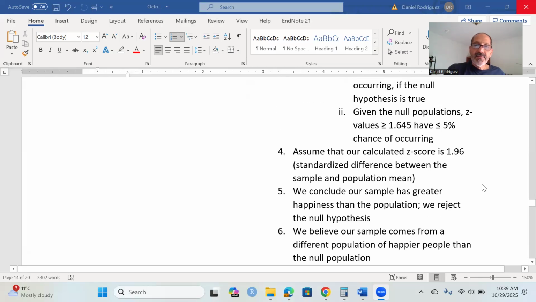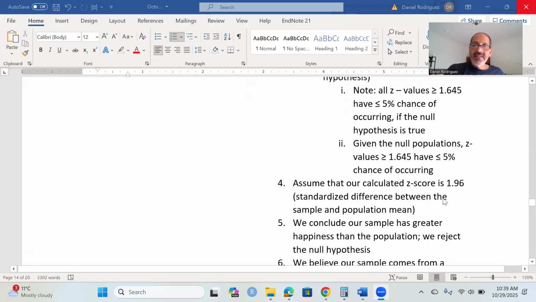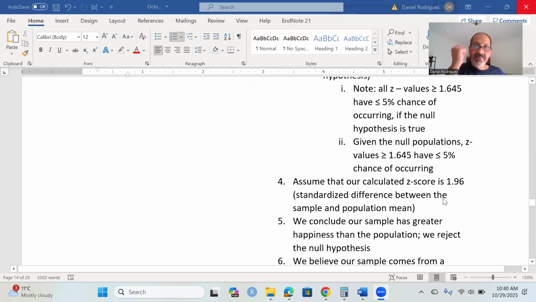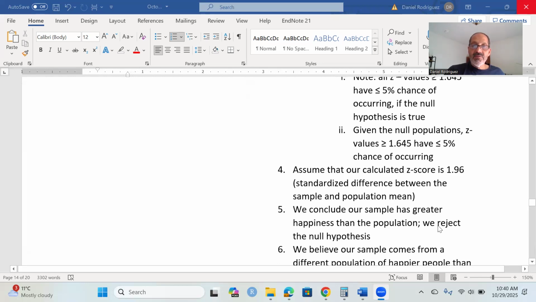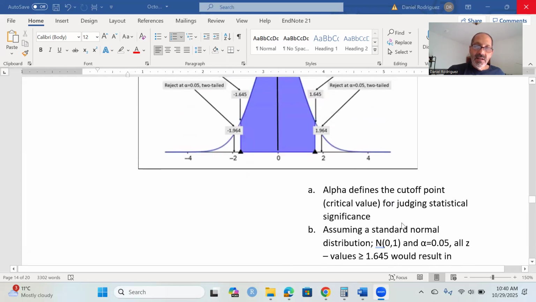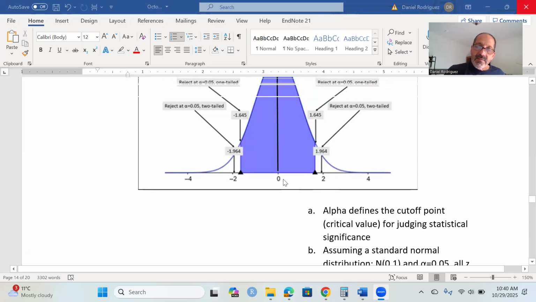So let's assume that our calculated z-score is 1.96. It's a standardized difference between the sample and the population mean. We conclude that our sample has greater happiness than the population mean, so we reject the null hypothesis. So what does that mean? Let's say that our z-score, based on the difference between our sample and the population mean, is 1.964. So it's basically 2, right? That's further away from the mean than our cutoff. So that means it has a lower probability of occurring.